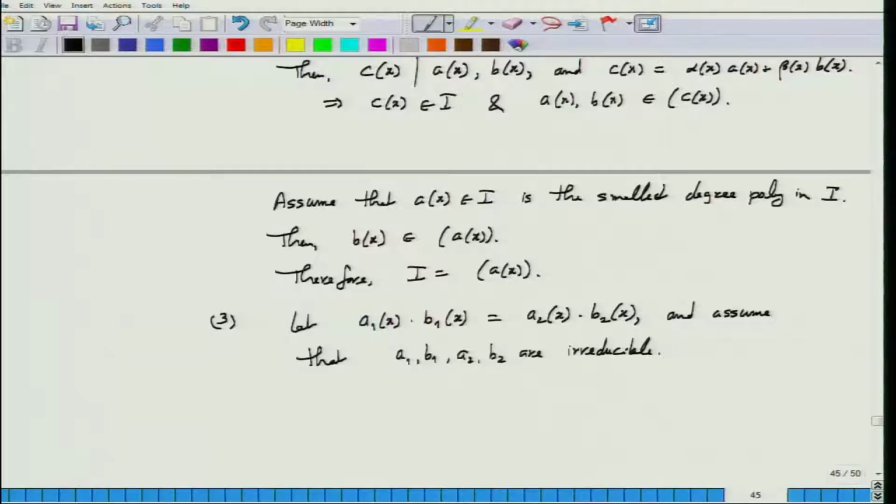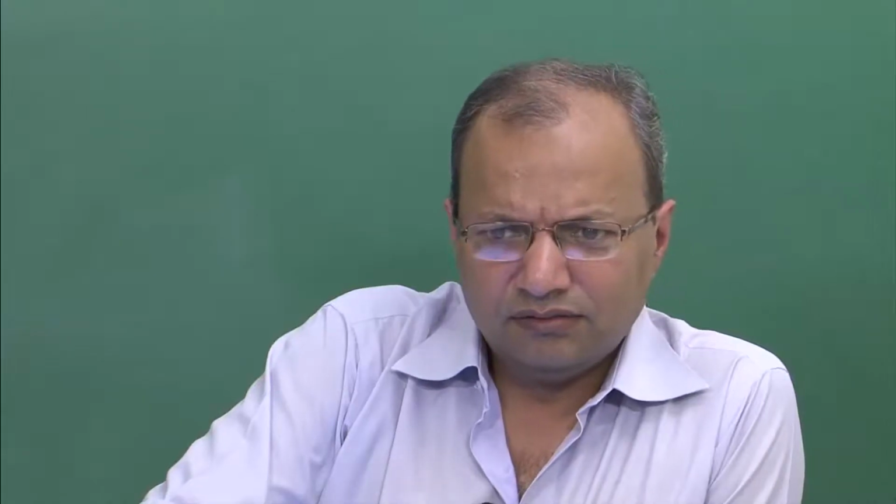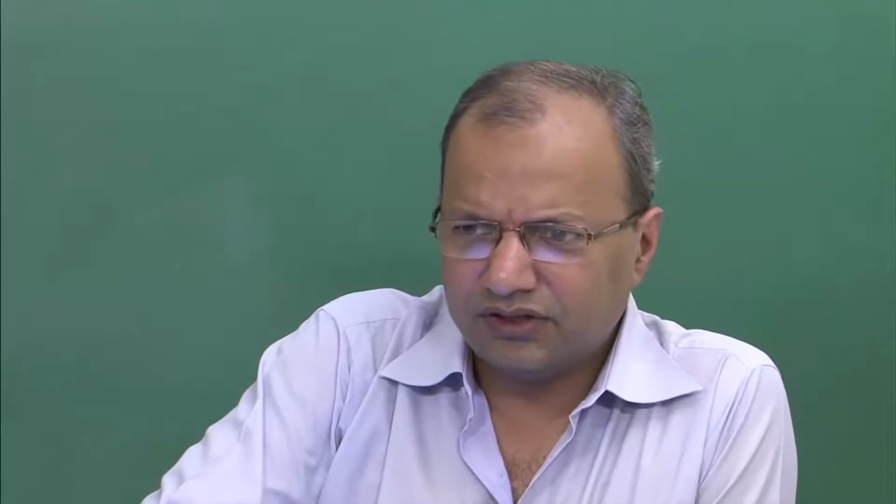Remember, I had defined the notion of irreducible element of a ring, which generalizes the notion of a prime number in integers. An irreducible element was an element such that whenever you write it as a product of two elements, one of those two elements is a unit.